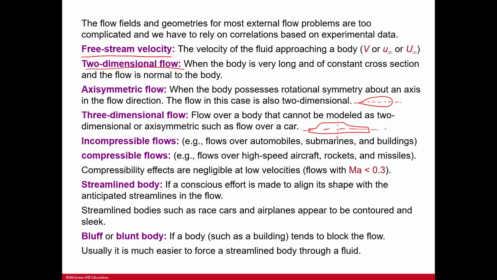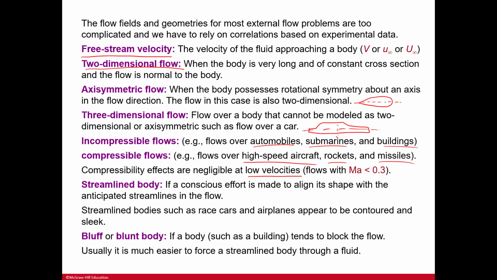Incompressible flows over automobiles, submarines, buildings. Compressible flows over high-speed aircraft, rockets, missiles. Compressibility effects are negligible at low velocities. And so you can kind of see that the automobiles, those submarines, those buildings, those have low velocities when compared to high-speed aircraft, rockets, missiles, things that reach Mach or above.